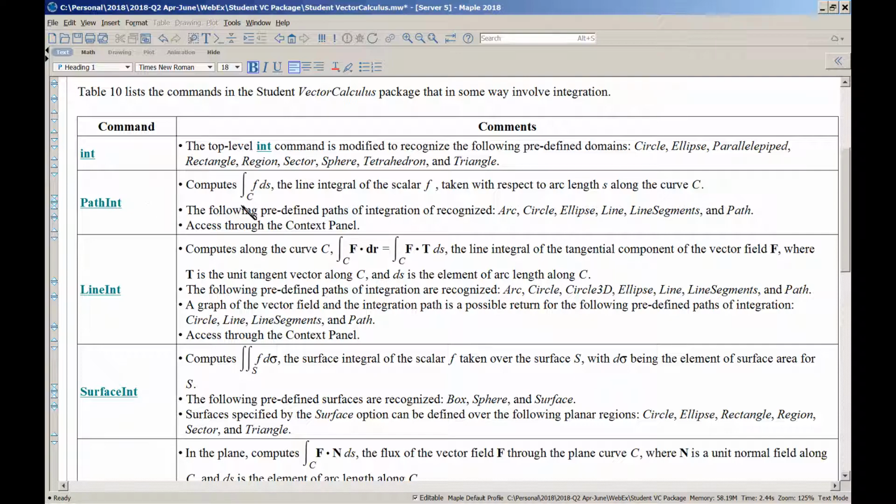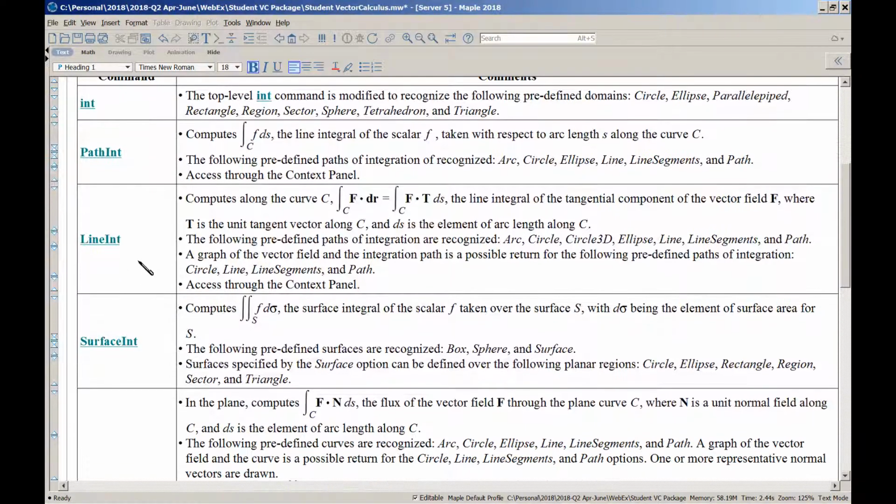There is a PathInt command, which does a line integral of a scalar along a curve. And it's clearly taken with respect to arc length. And it knows some predefined curves. Arc applies to a circle or an ellipse. A line is a single connector between two points. Line segments is a polygonal line. And path is the general curve defined parametrically. There is a LineInt command. It does the line integral of the tangential component of a vector field.